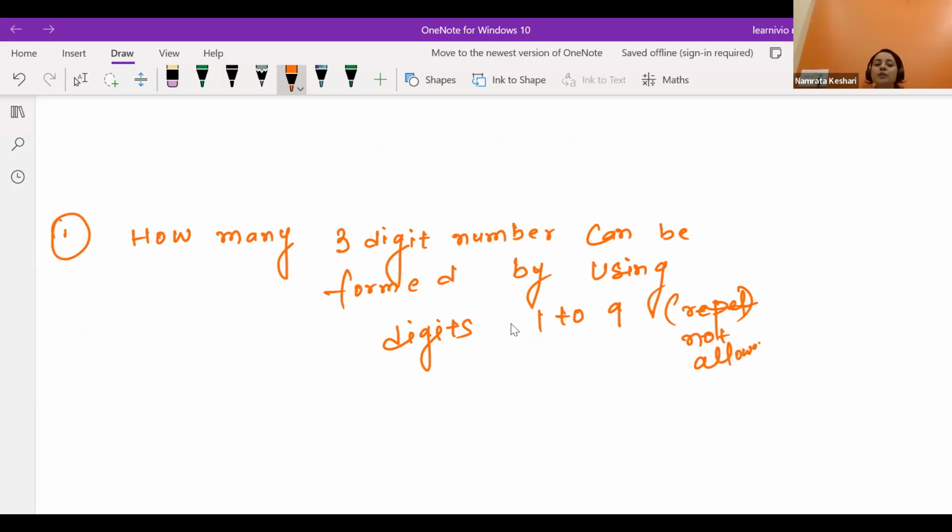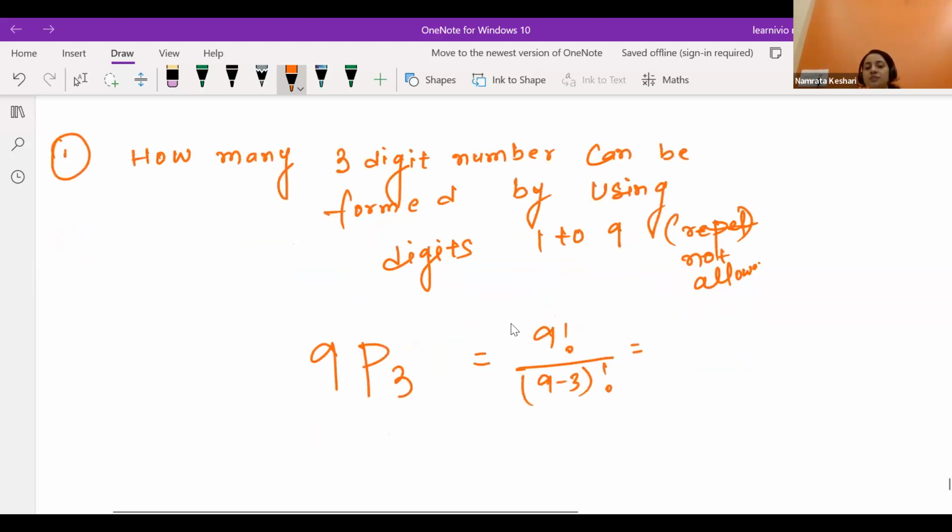So from 1 to 9, total 9 we are having, and we have to take 3 at a time. That means 9P3. Once we calculate it, that is 9 factorial by 9 minus 3 factorial, we will be able to get the answer, right, Alina? Or if you want, you can also use the space filling method. That method and this method will give us the same answer, right, Alina? Yes, ma'am.